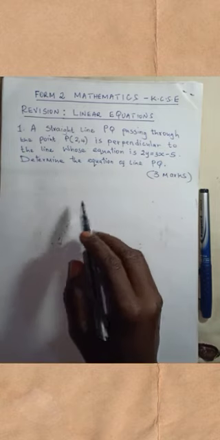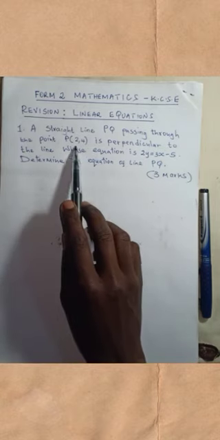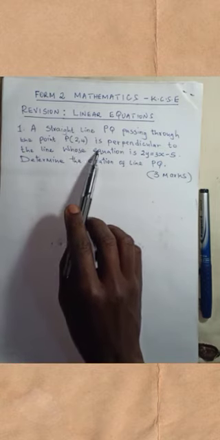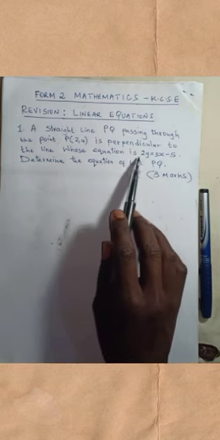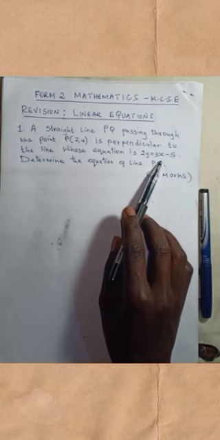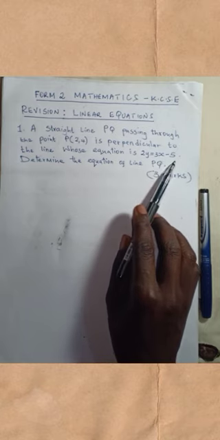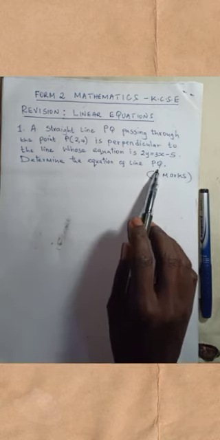I want us to look at sample question number 1. It goes: a straight line PQ passing through the point P (2, 4) and is perpendicular to the line whose equation is 2y = 3x - 5. Determine the equation of the line PQ.